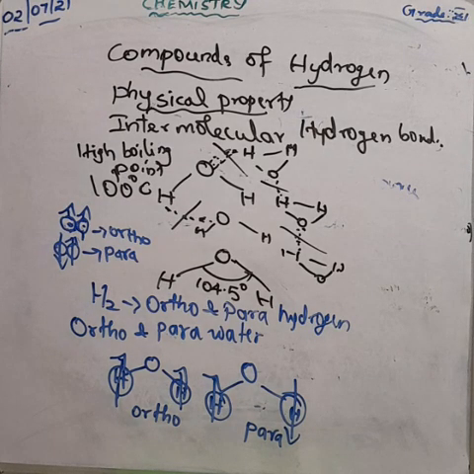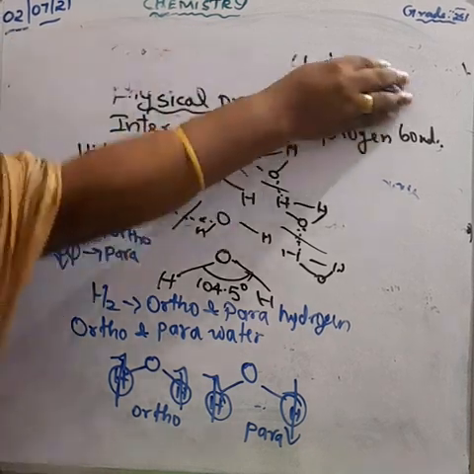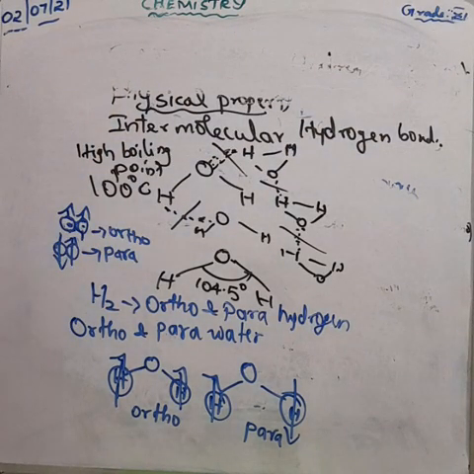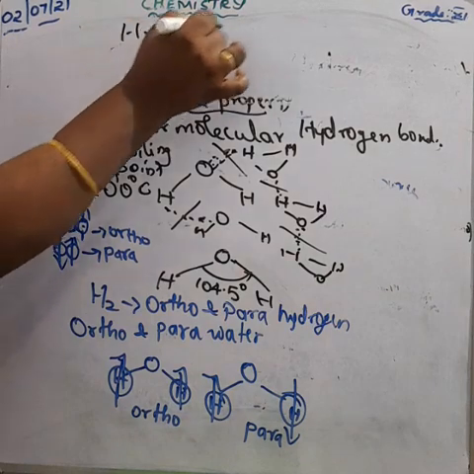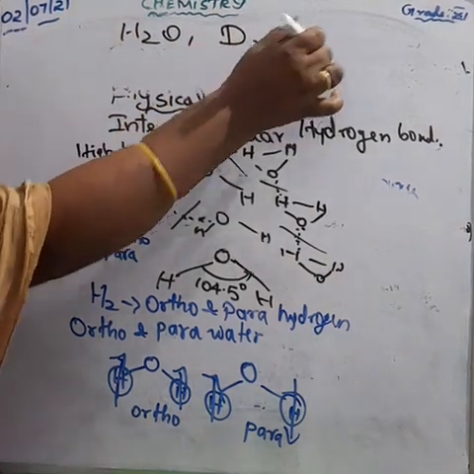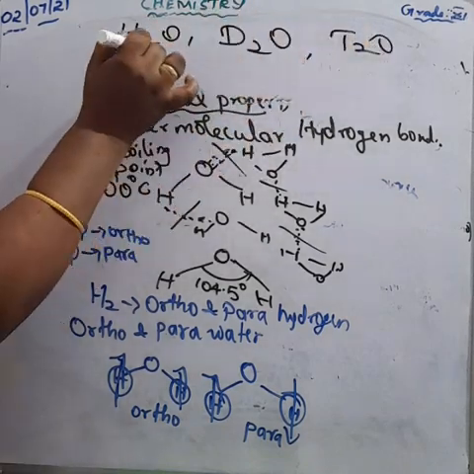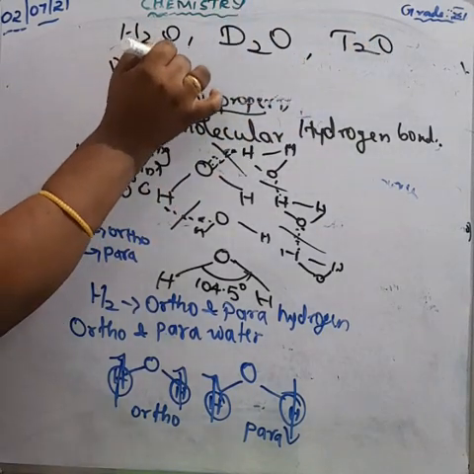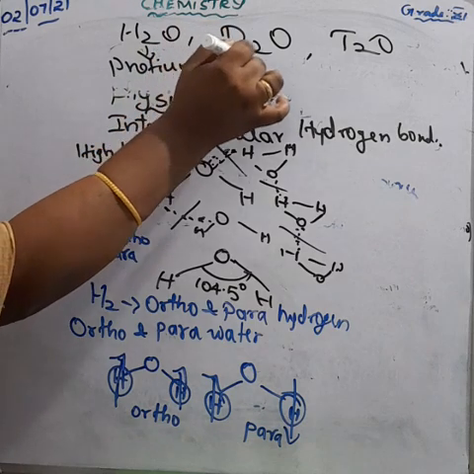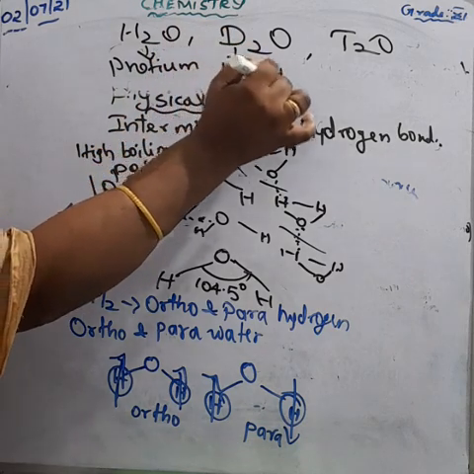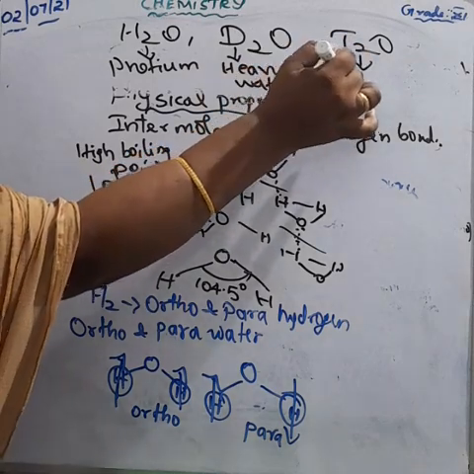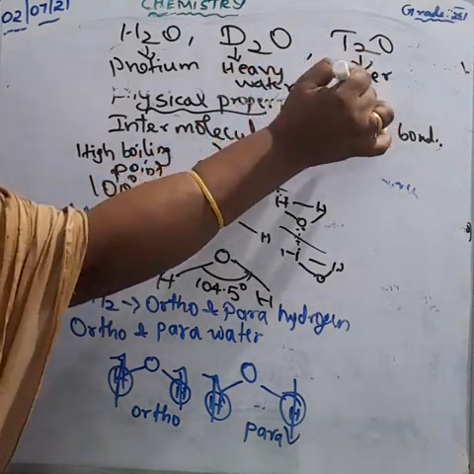Understood? In our textbook, page number 107, table number 4.2, the properties of water. What types of water are there? There are three isotopic forms of water: protium water, deuterium water, and tritium water. H2O is normal water, protium water. D2O is heavy water. T2O is super heavy water.